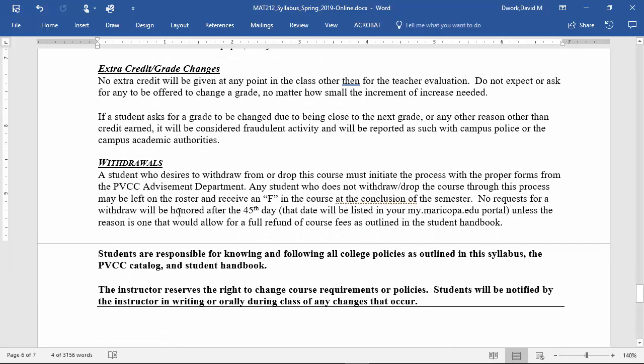Okay, withdrawing from the class. You will not be allowed to withdraw from the class after the 45th day of the course. Meaning there is a date listed next to your course in your My.Maricopa portal. Look at that date. If it is after that date, I will not withdraw you unless it is for a reason that would qualify for a full refund, as outlined in the student handbook, aka a death in the family, or you are in the military and you get deployed, something like that. It's not going to be because you're trying to save your GPA. So make sure after the 45th day, that date that's listed, you will not be withdrawn. So make sure you talk to me if you want to be withdrawn before then, so we can get that taken care of.